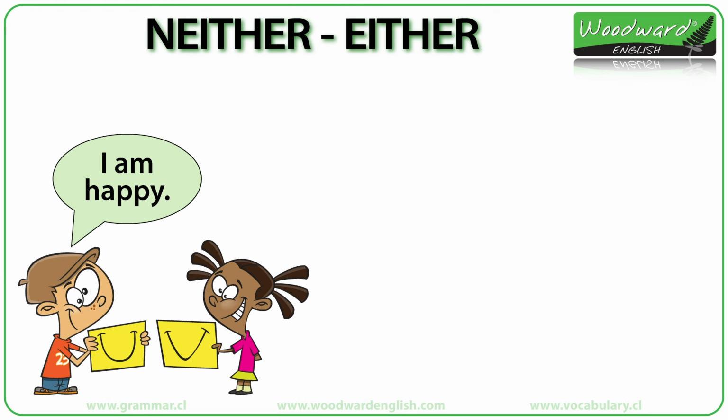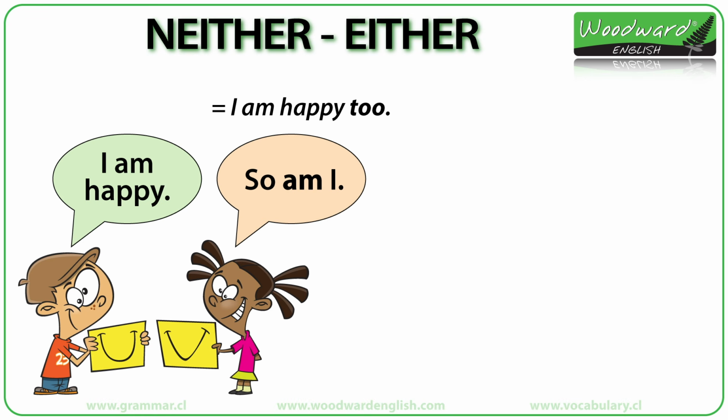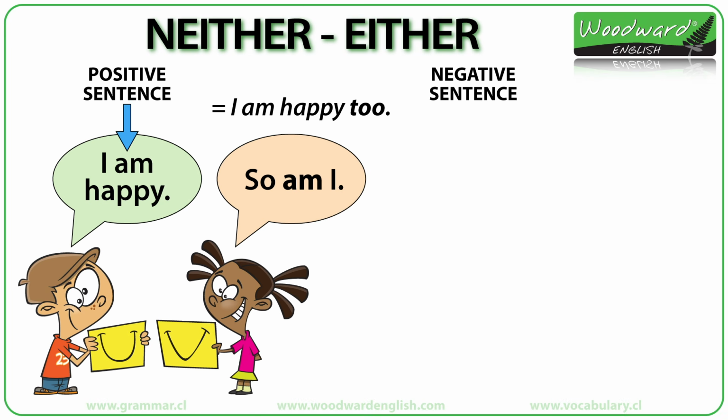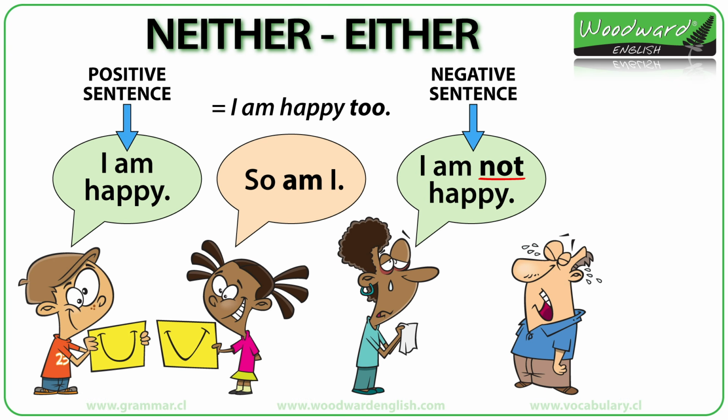I am happy. So am I. So am I means I am happy too. I am happy is a positive sentence. What happens when we have a negative sentence? For example, I am not happy.